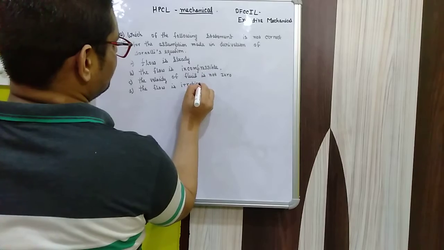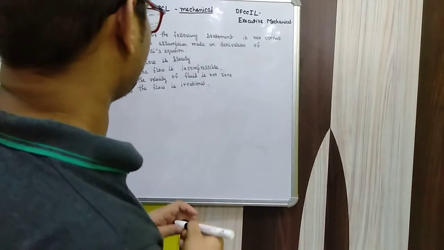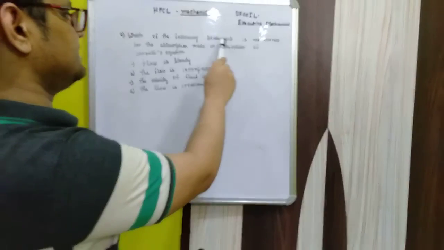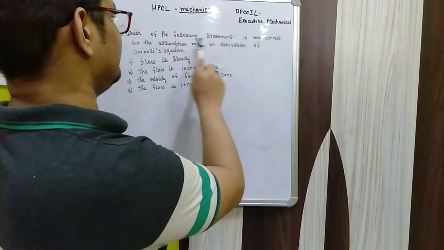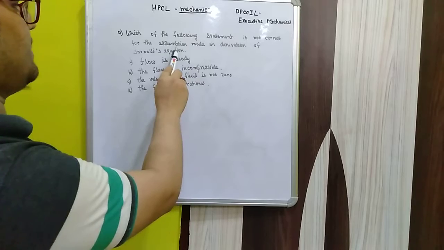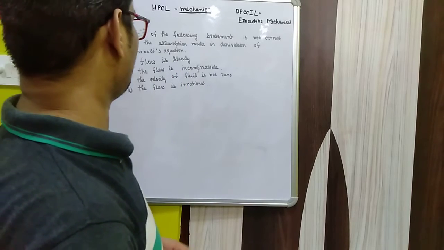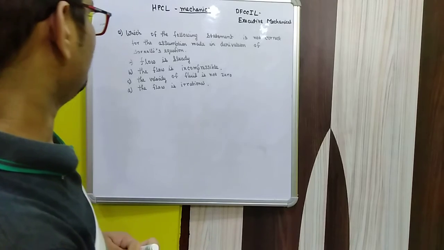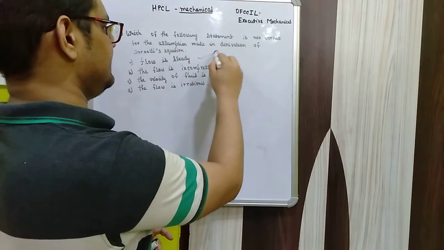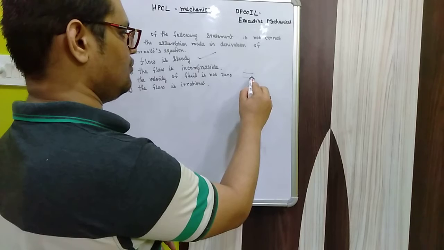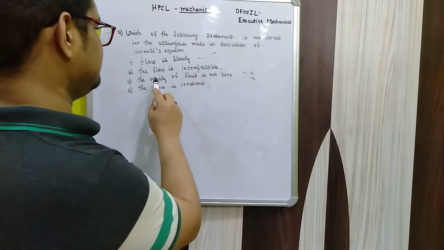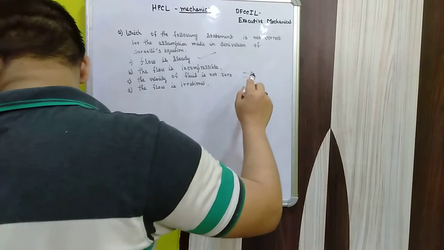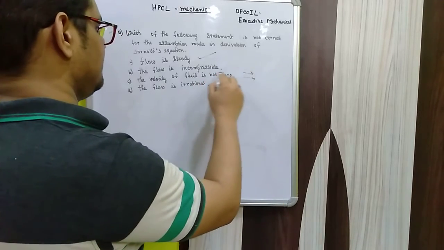So in this case, it is a part of the fluid mechanics question where you have to find the statement which is not correct for the assumptions made in the derivation of Bernoulli's equation. So first of all, yes, the flow is steady. Other is that the flow is incompressible. This statement is also correct.